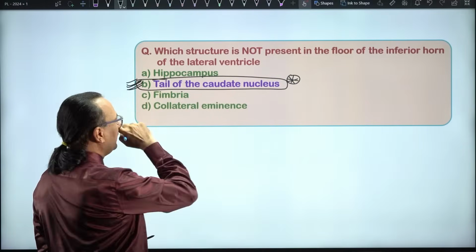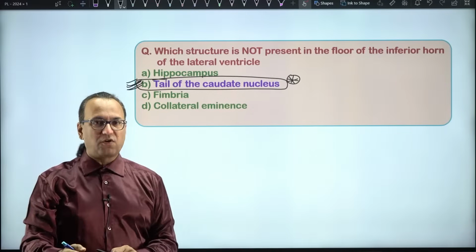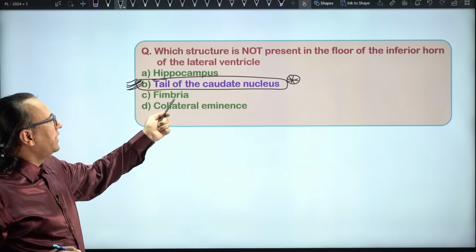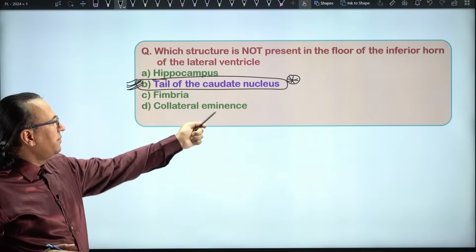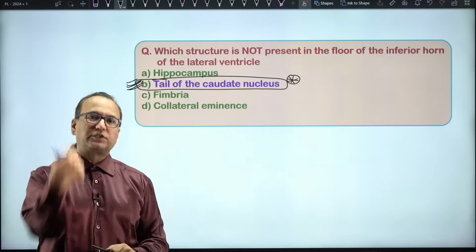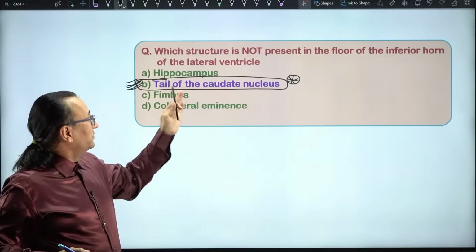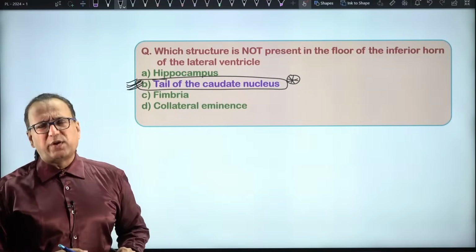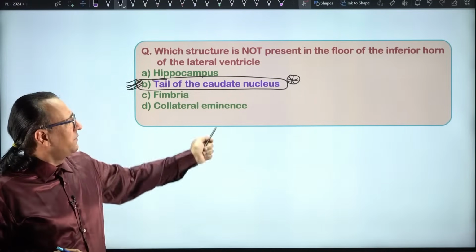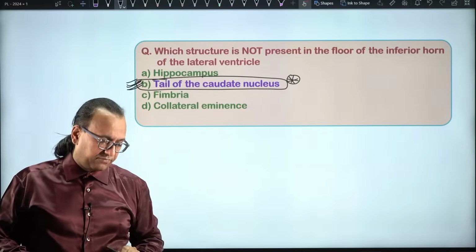So why not the tail? Because it is at the roof, not at the floor. Hippocampus is there, fimbria is the part of fornix, and collateral eminence, as we said, there is a collateral sulcus, produces an elevation, and all that, which is the crude anatomy. This is totally crude anatomy, but some things we have to remember.